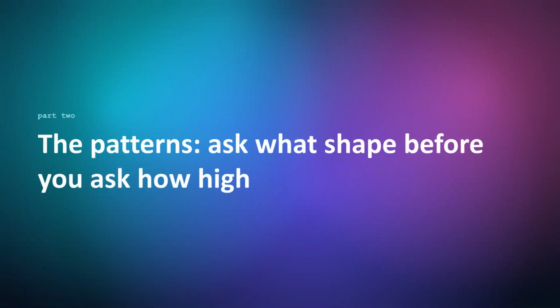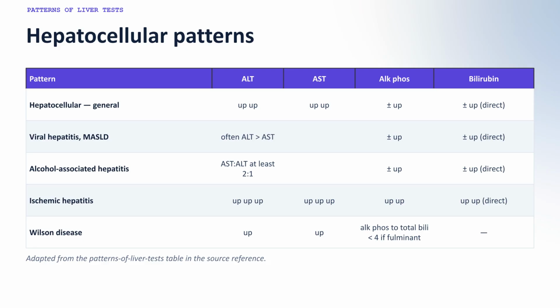Now we put the tests together. 4 patterns account for almost every abnormal panel you will see: hepatocellular, cholestatic, infiltrative, and non-hepatic. Recognizing the shape narrows the differential before you order anything else. Here is the hepatocellular half of the pattern table.